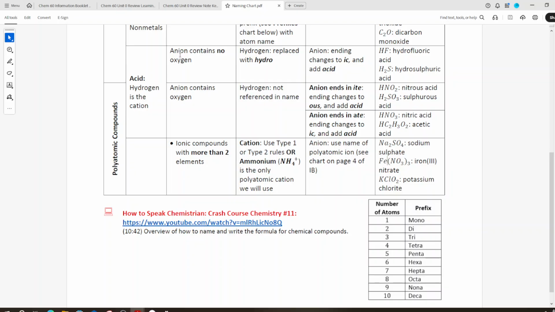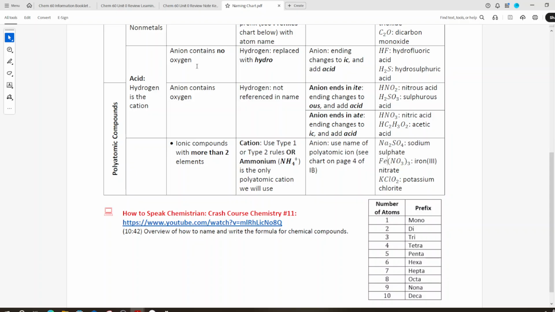The first one are ones that don't contain oxygen, and the second one are ones that do contain oxygen. So it's always the anion, or the negatively charged polyatomic ion, or just ion, that is going to contain or not contain the oxygen. Let's start with anions that do not contain oxygen.